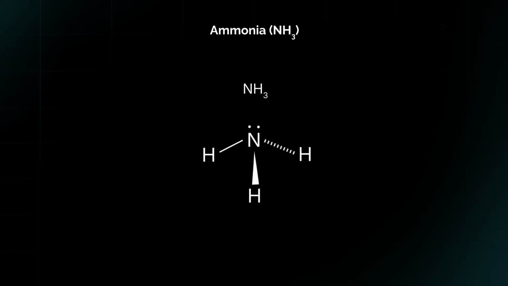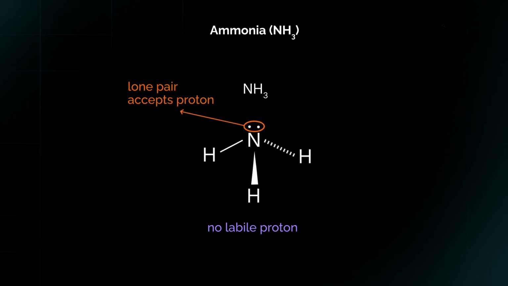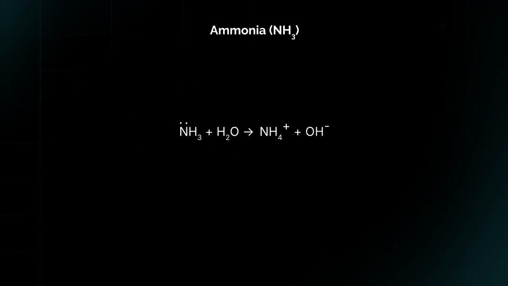Unlike HF or acetic acid, ammonia doesn't have a labile proton to toss into the game. Instead, it's in its conjugate base form with a lone pair ready to grab a proton. When it does, ammonia becomes ammonium, NH4+, in its conjugate acid form.